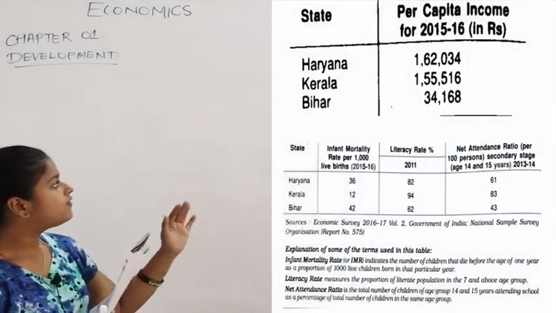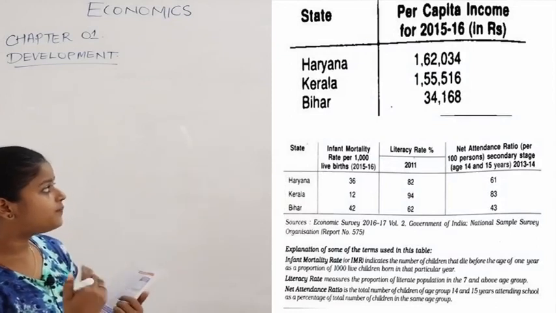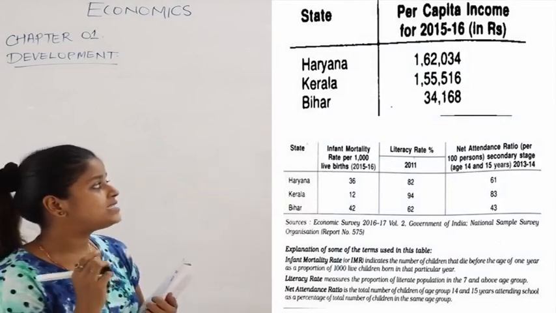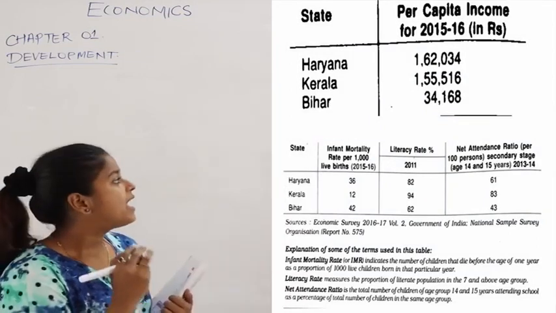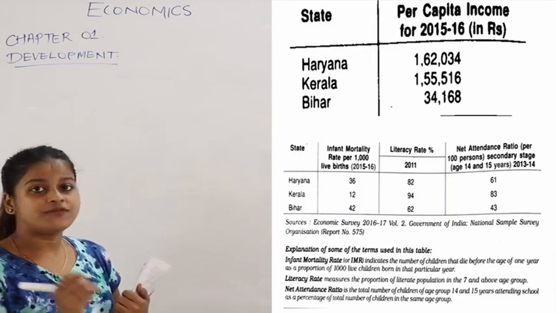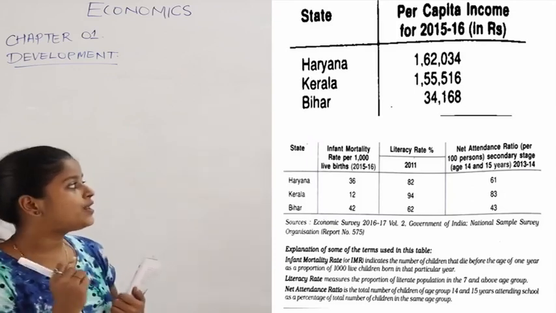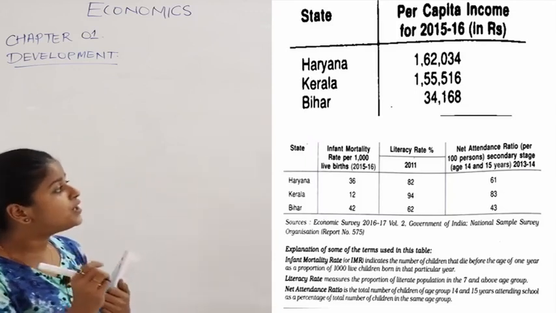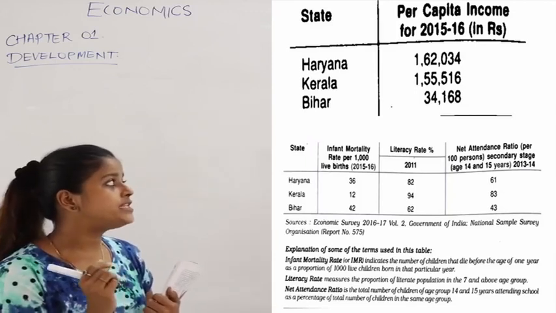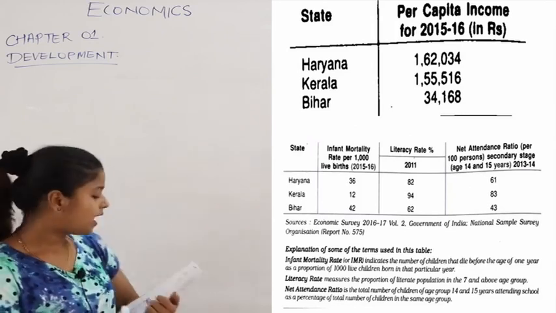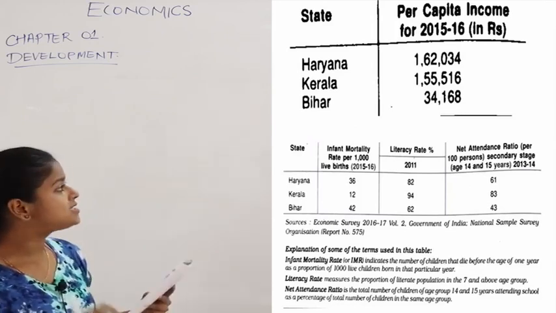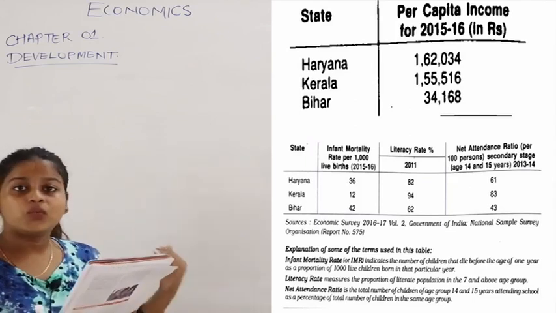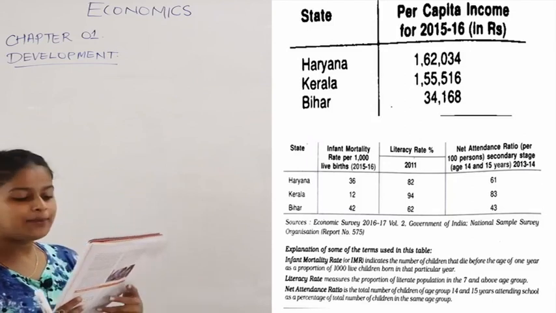Now, when we look at the first table, we have Haryana, Kerala, and Bihar with their per capita income: Haryana having 1,62,034, Kerala having 1,55,518, and Bihar having 34,168. This is the per capita income for 2015-16 in rupees. If we compare, we see that Haryana has the highest per capita income, whereas Bihar is at the very bottom, with the lowest per capita income.